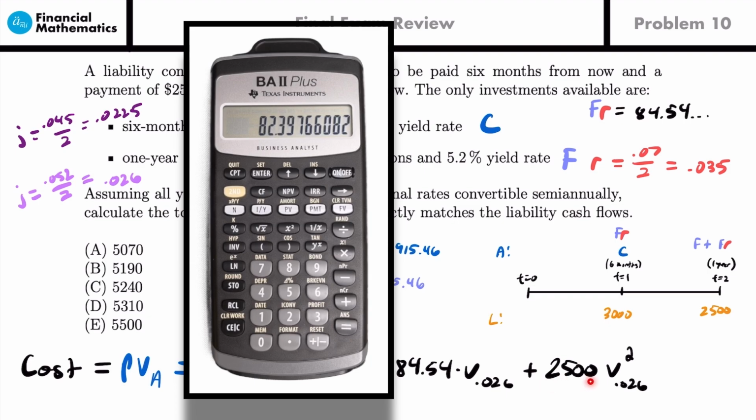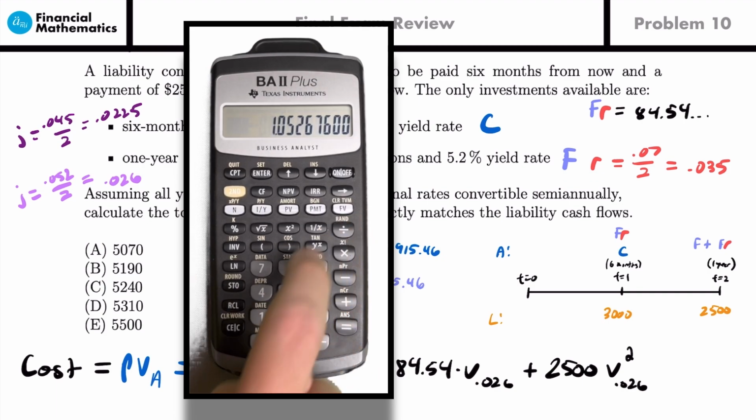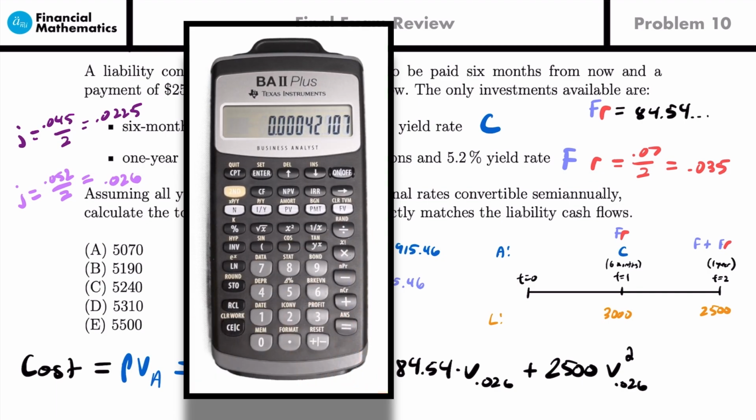We need to take 2,500 back 2 years using a 2.6% interest rate. So here's how I'm going to do that. I'm going to take 1.026, square it. That is what would be in the denominator. But if we divide it by 2,500 and then hit the reciprocal button, that will get us what we want. So I'm going to hit divide by 2,500, then hit the reciprocal button, and that would be 2,500 divided by 1.026 squared. Okay, so that's the present value of that last term.